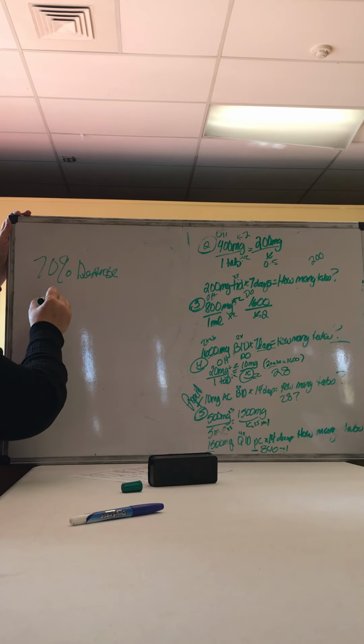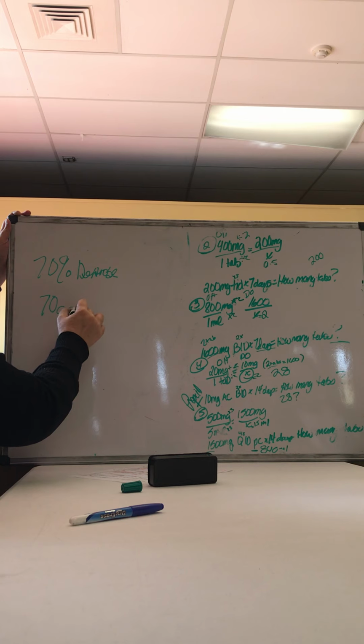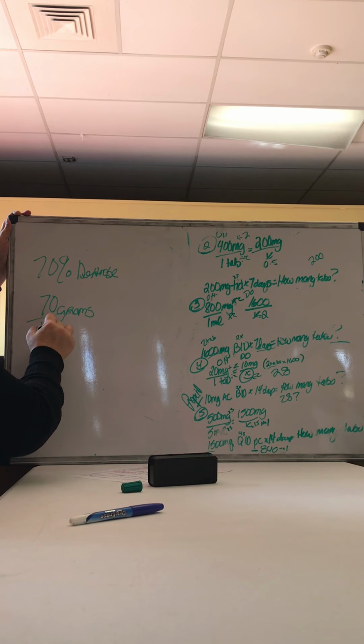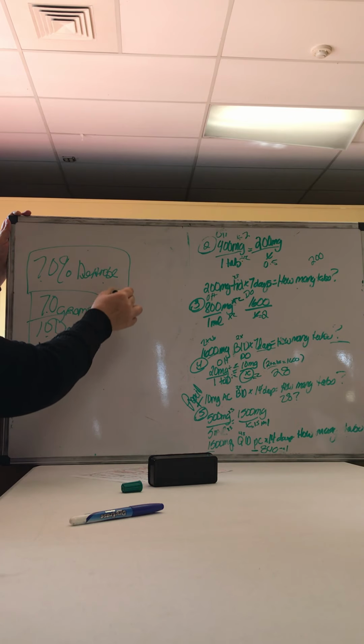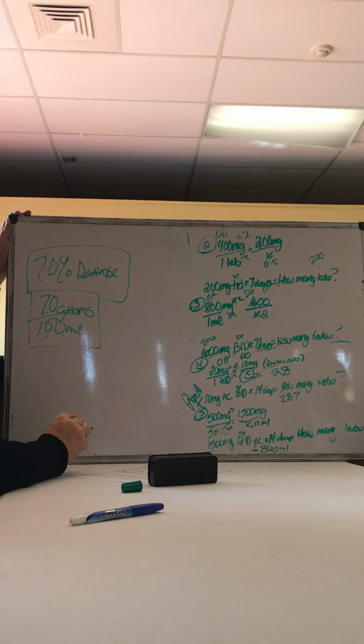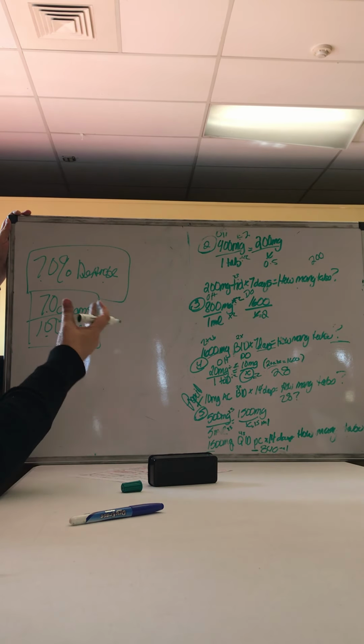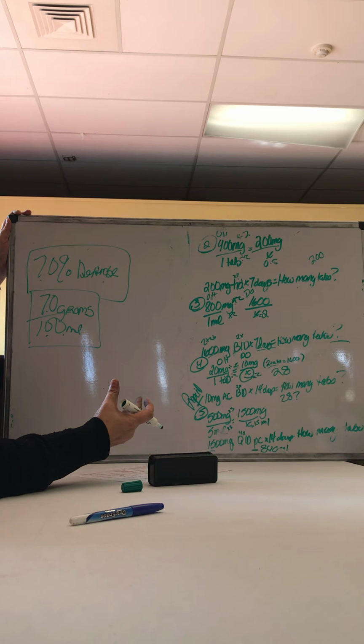70 grams. 70 goes in every 100 milliliters. That is the standard. If they're telling you 70% dextrose, they're telling you we got 70 grams of dextrose in 100 milliliters. It's not even an order. That's just the bag is labeled 70% dextrose. We know that 70% of that bag is sugar.